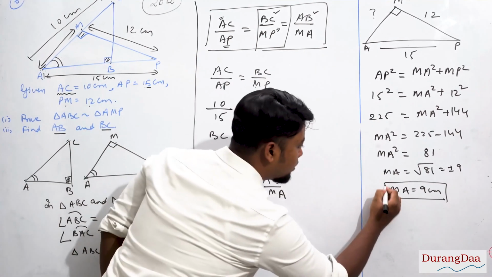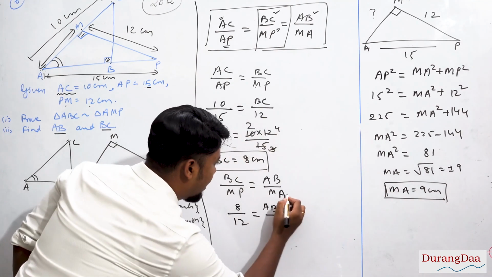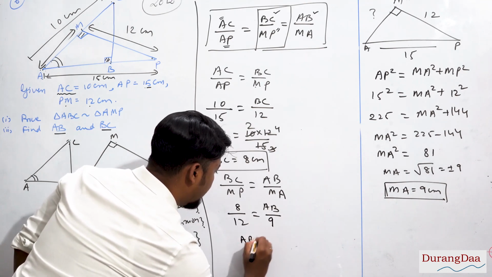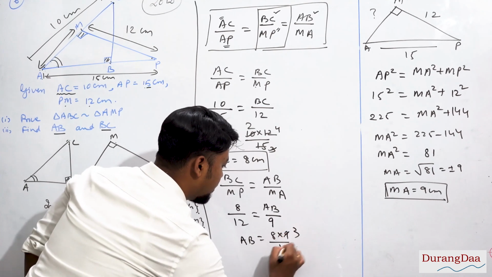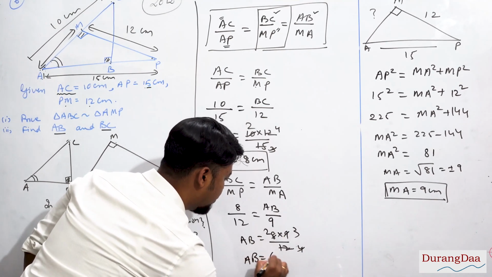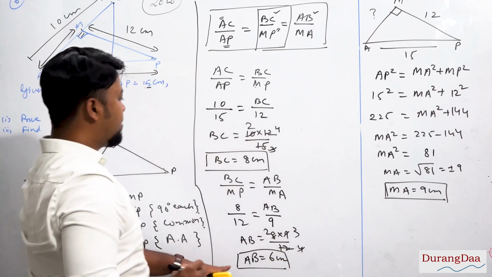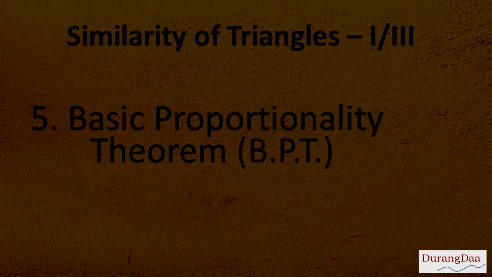Oh, this is not the final answer, sorry. Now put the value of MA here. Value of MA we got here is 9. So this would be AB equals 8 into 9 by 12. So AB is coming to 6 centimeters. So AB equals 6 centimeters and BC equals 8 centimeters are the answers.